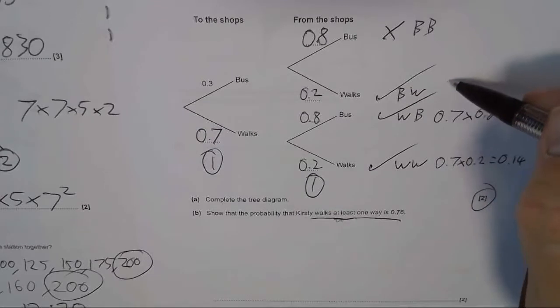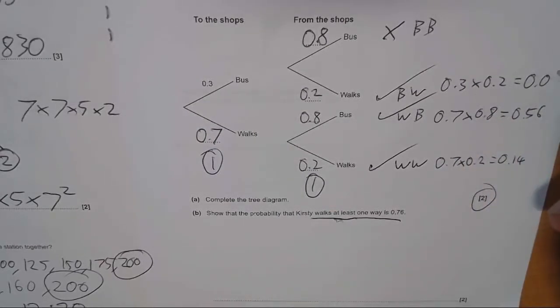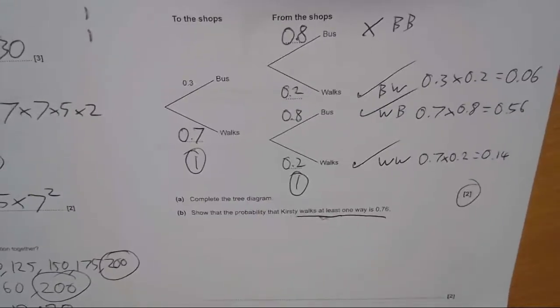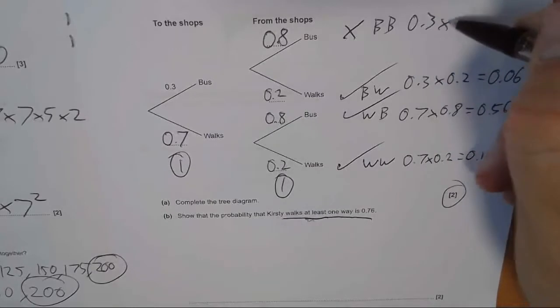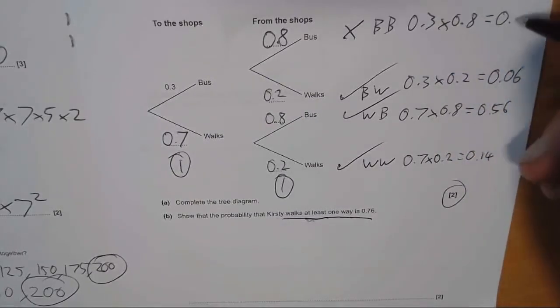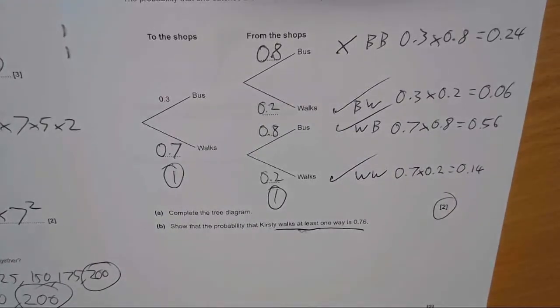Bus and then walks is 0.3 times 0.2, which is 0.06. There's that chance of doing that. And bus both ways is 0.3 times 0.8, which is 0.24. Now these should add up to give 1, because they're all the possible things that could happen. And 1 is a certainty.